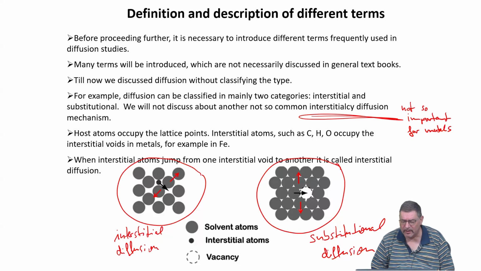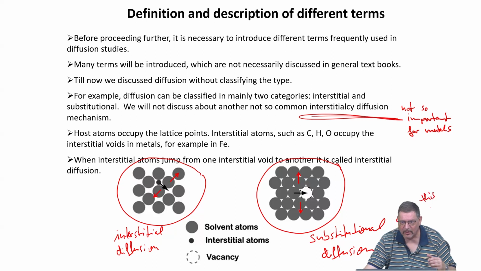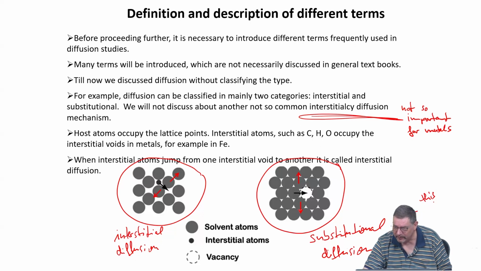We will mostly deal with substitutional diffusion, because we will be discussing high entropy alloys, and we will not talk much about putting, for example, carbon into these materials. So for these materials and the type of diffusion processes, also related to whether there is sluggish diffusion or not, this is the type of diffusion mechanism we are focusing on.